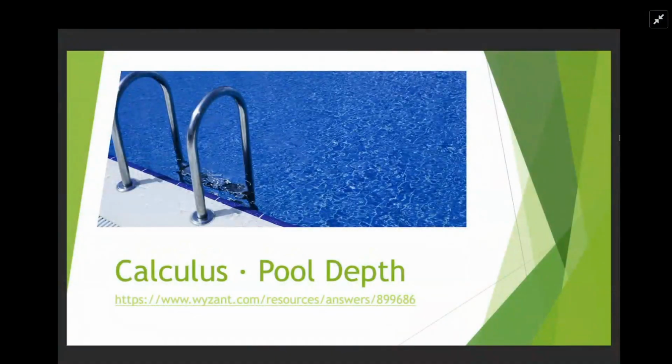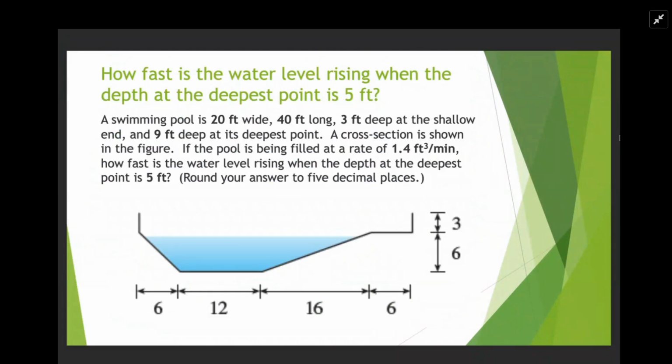Today, we will solve a calculus problem. A pool is being filled with water, and we want to know how fast the water is rising when it is 5 feet deep. We also know the pool is 20 feet wide, along with other dimensions seen in the diagram. Finally, we know the pool is being filled at 1.4 cubic feet of water per minute.